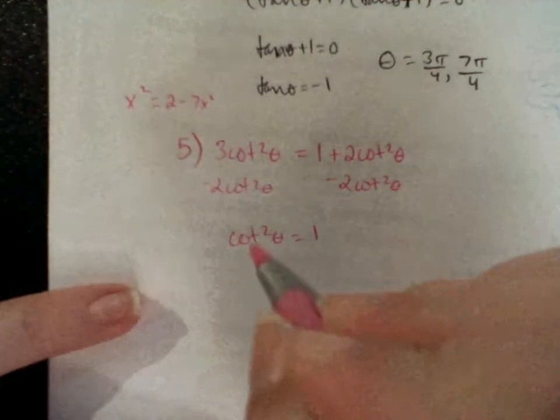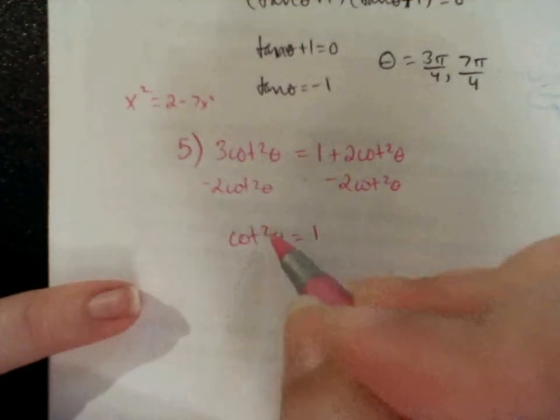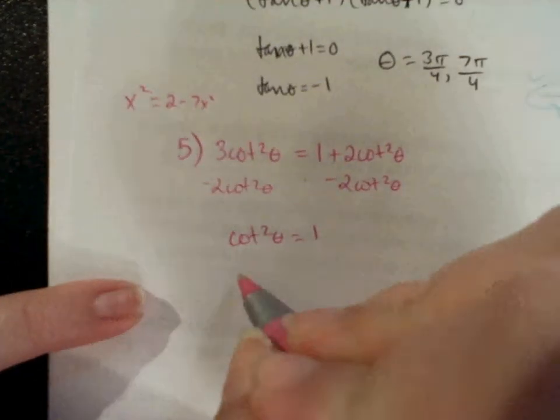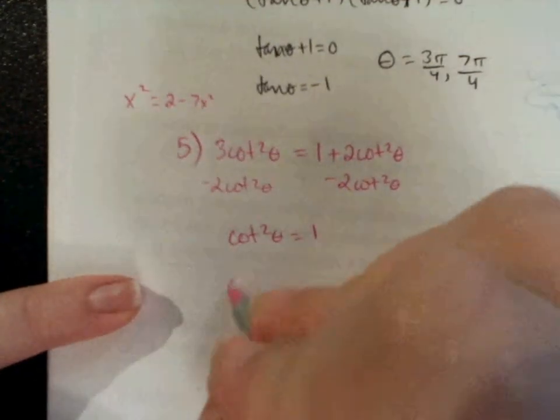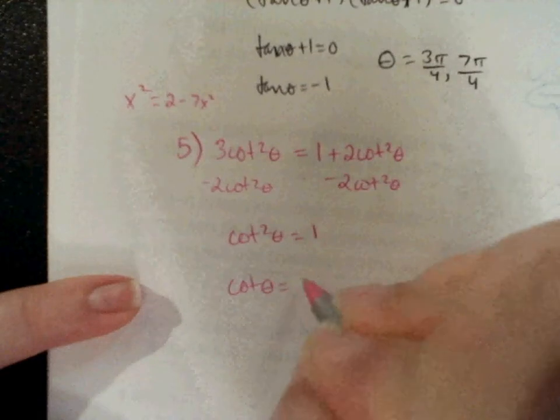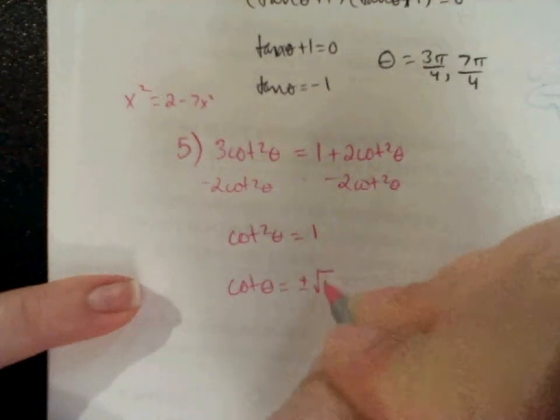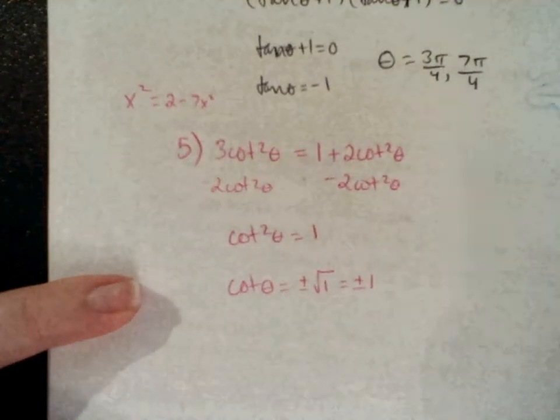Now what I got to do is solve for cotangent, so I got to get rid of the square, and the inverse operation of the square is the square root. You just got to remember that when you take a square root, there are 2 answers, both plus and minus the square root of 1, which means plus and minus 1.